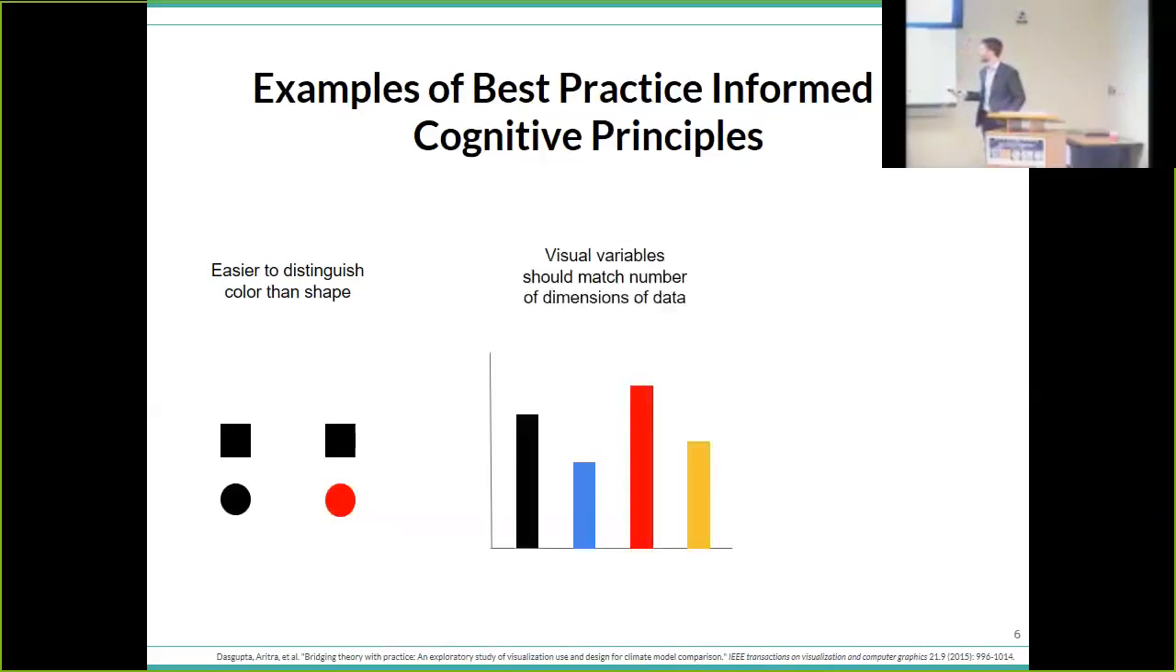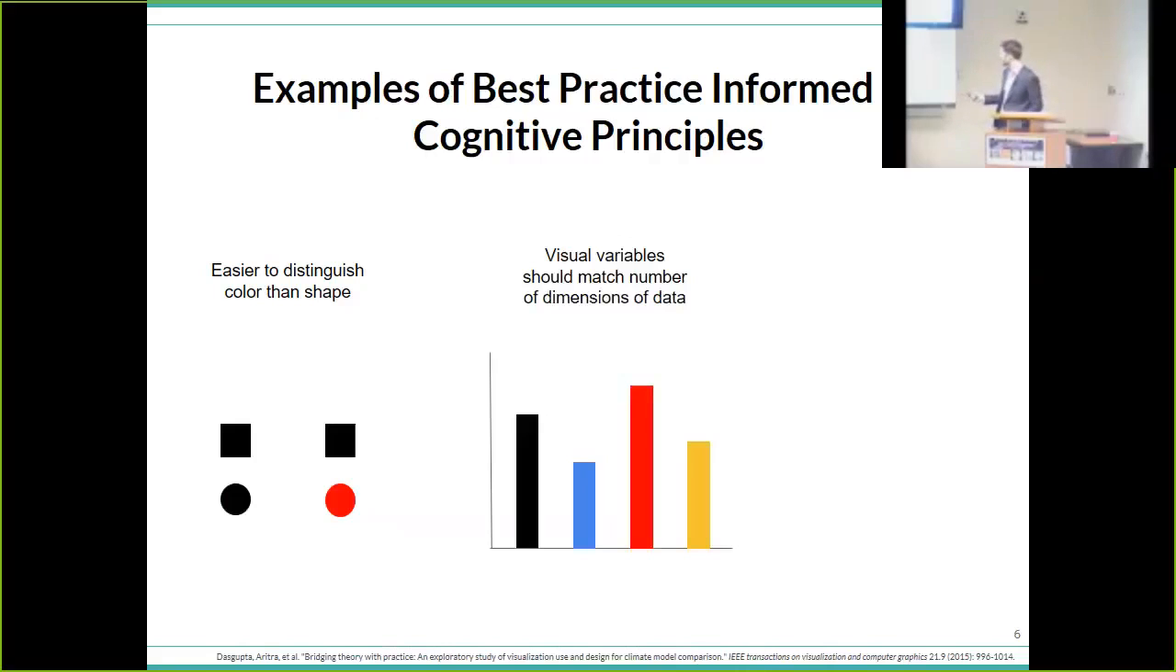Another big one that comes up a lot is this idea that, first let me define, a visual variable is some sort of thing that you manipulate visually with an image. So it could be color, it could be shape, it could be orientation, texture, those sort of things. Ideally, that should match the number of dimensions of the data.